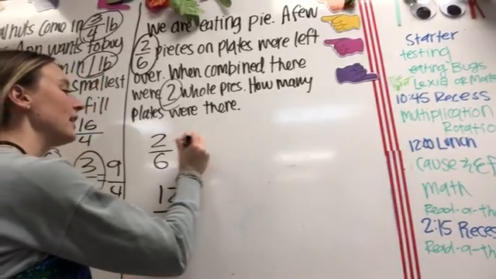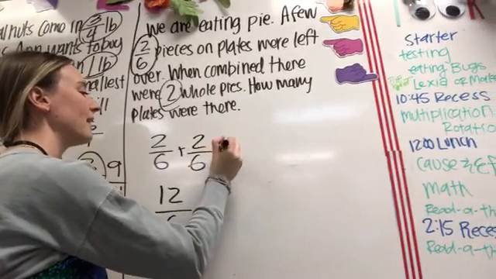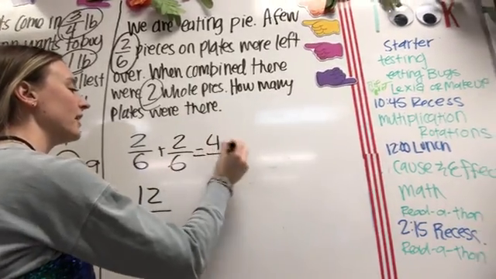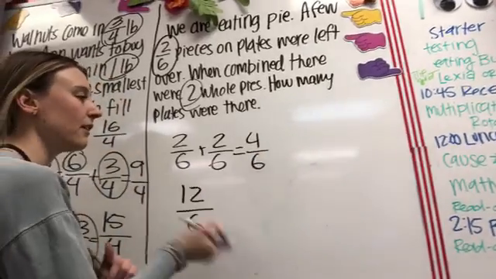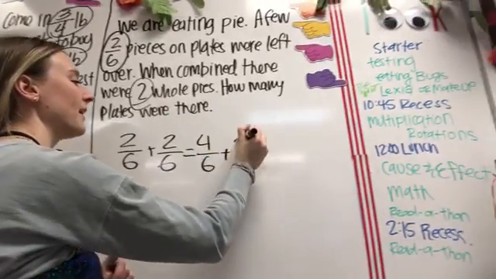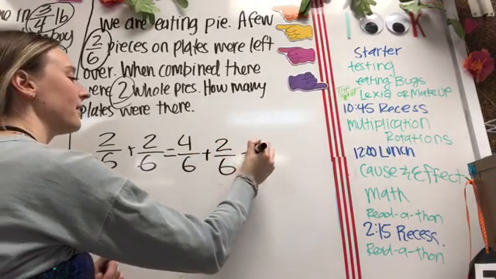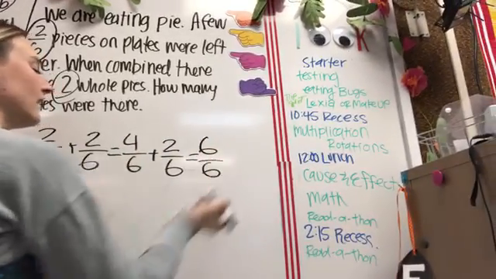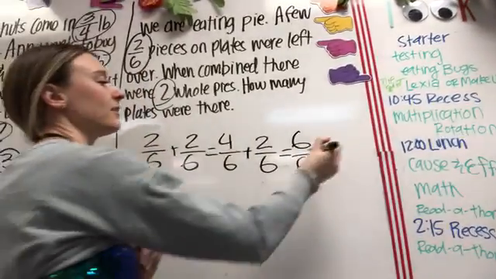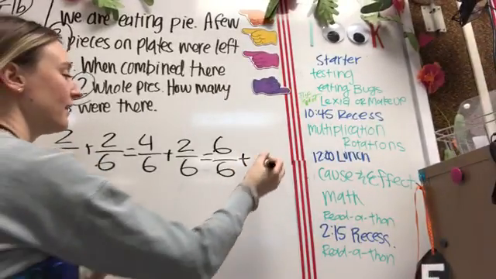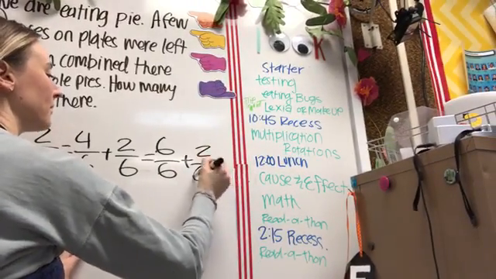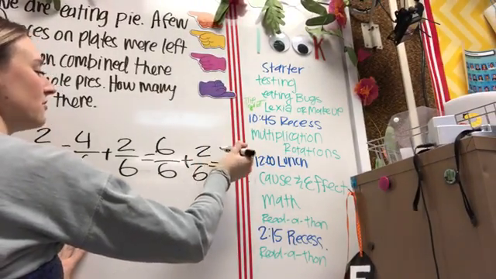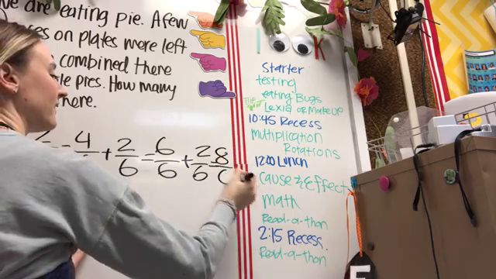So we add 2/6 plus another slice of pie, and that will give us 4 over 6. Not quite 12 over 6. Let's add another piece of pie. 2 over 6 plus our other ones. 4 plus 2 is 6 over 6. That's still not 12 over 6, so let's add another piece of pie. Another 2/6 piece of pie. 6 plus 2 is 8 over 6.